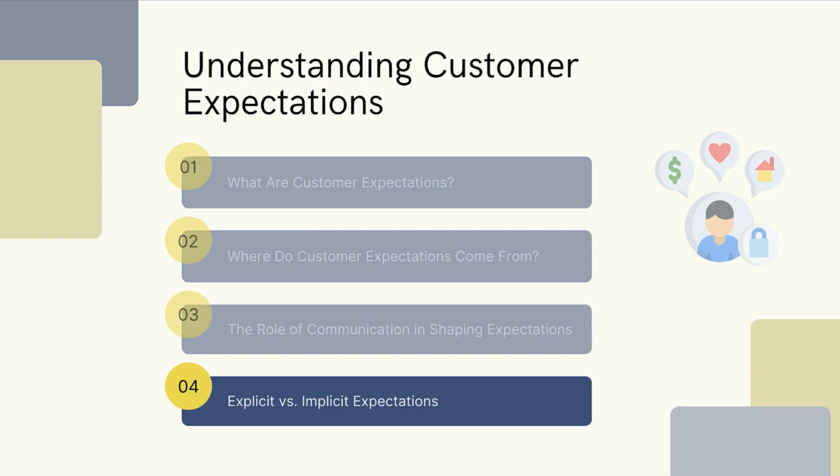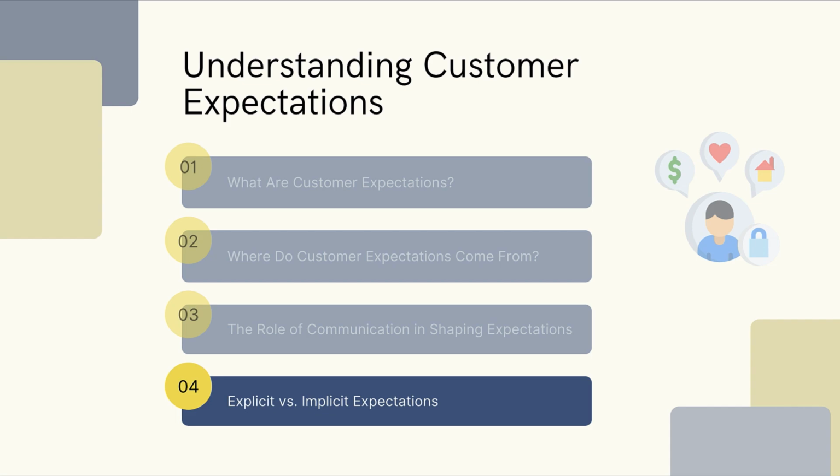Explicit versus implicit expectations. Explicit expectations. These are clearly stated. Examples. "I want this delivered by Friday." "I need a refund." "Please call me back today." These are easy because they are spoken.